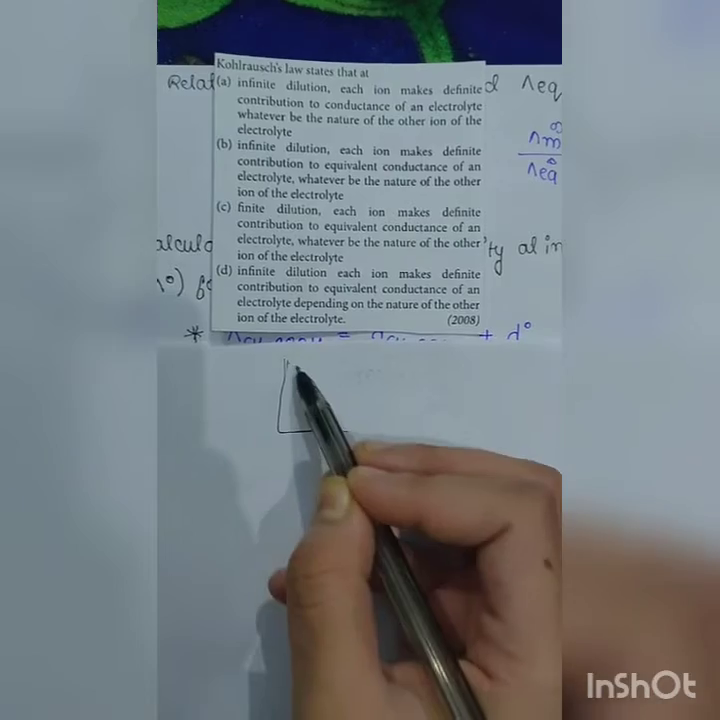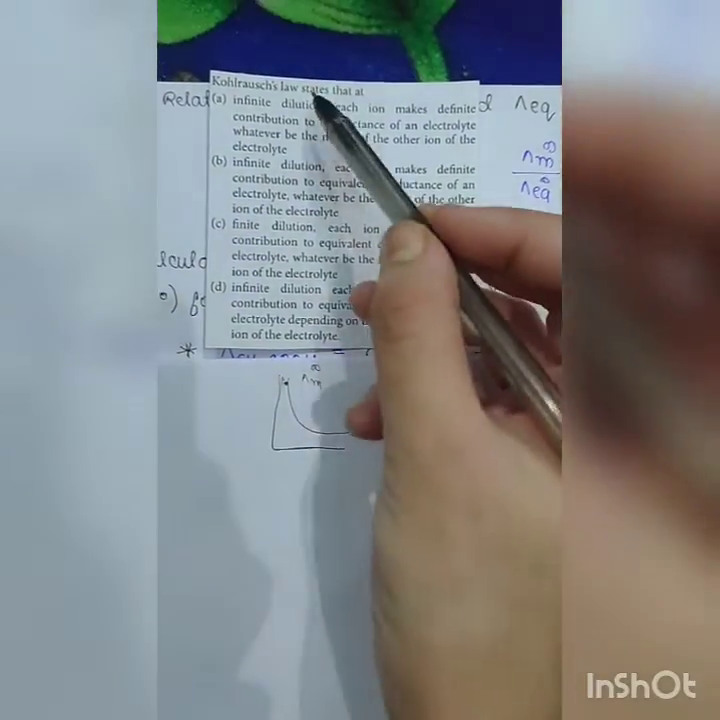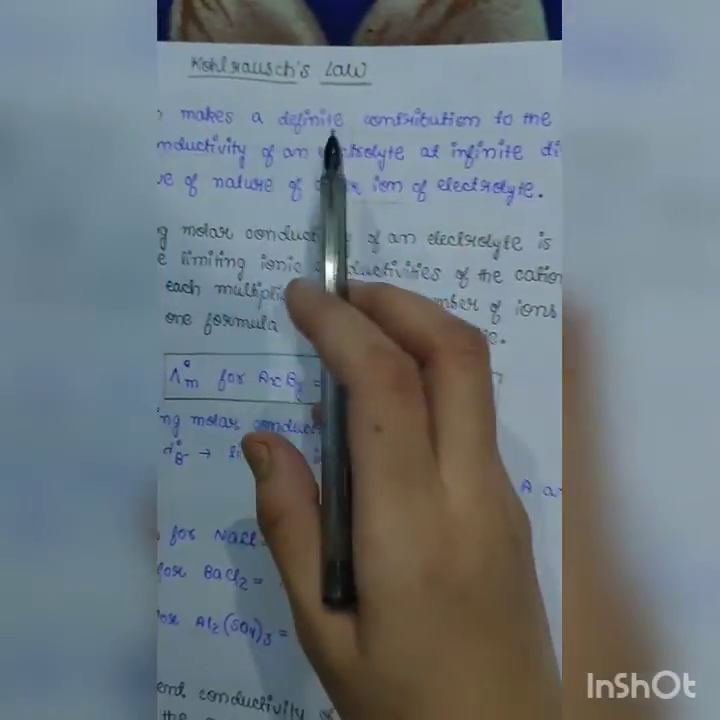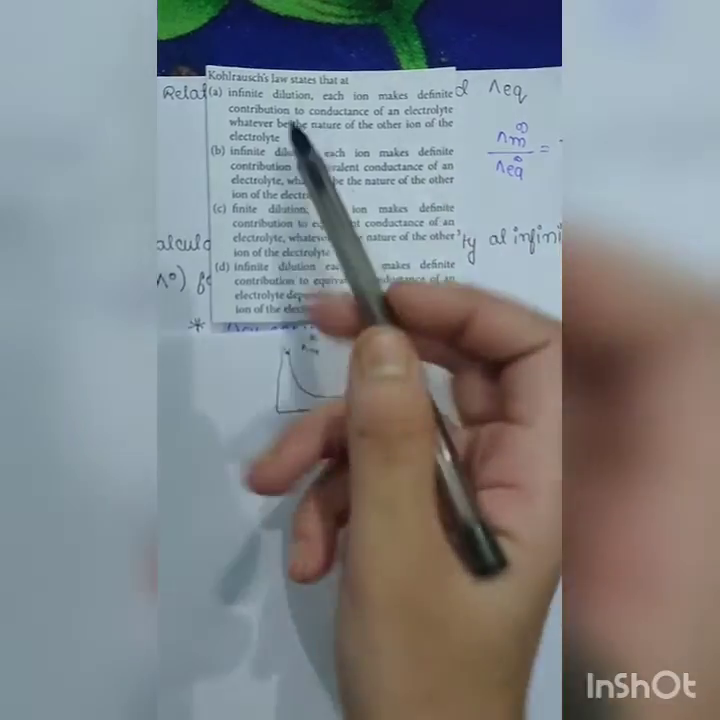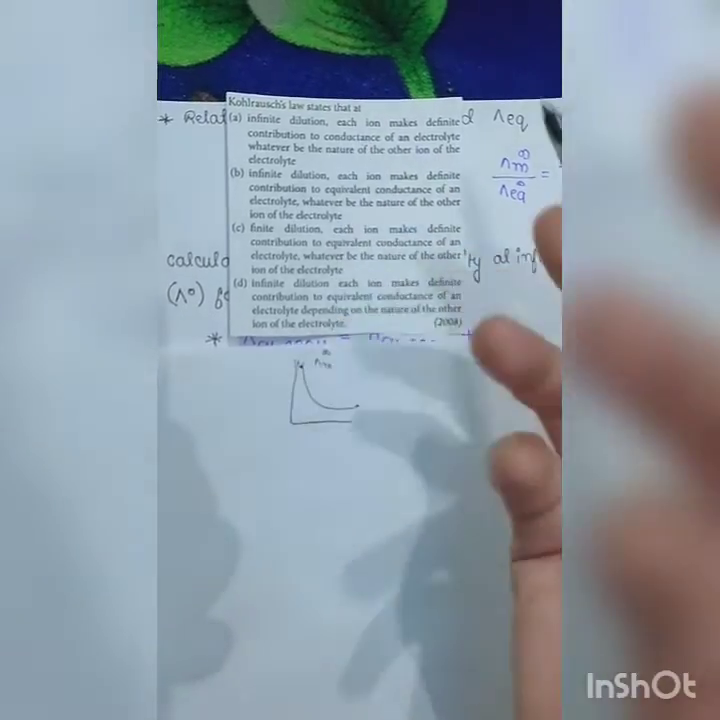Kohlrausch's law is for weak electrolyte, जहाँ पर we cannot calculate the limiting molar conductivity, that means molar conductivity at infinite dilution. So in that case we use Kohlrausch's law, that means infinite dilution. Each ion makes definite contribution, we have already discussed, to total ionic conductivity, irrespective of nature of other ion. It does not depend on the nature of other ion. That means at infinite dilution, each ion makes definite contribution to conductance of an electrolyte, whatever be the nature of other ion. Not to equivalent conductance, but to conductance. Now the conductance can be equivalent or molar. So option will be option first.